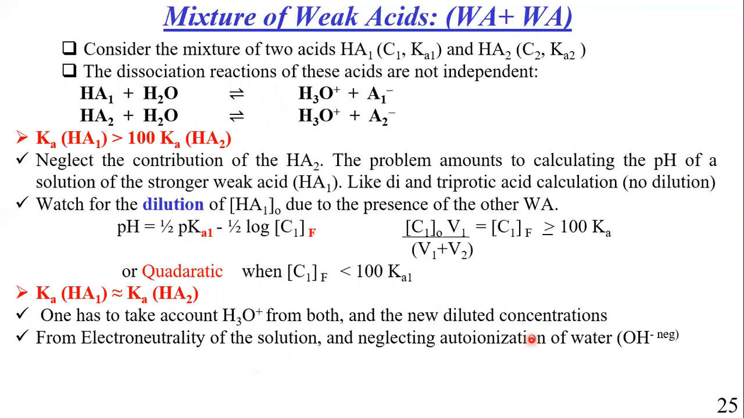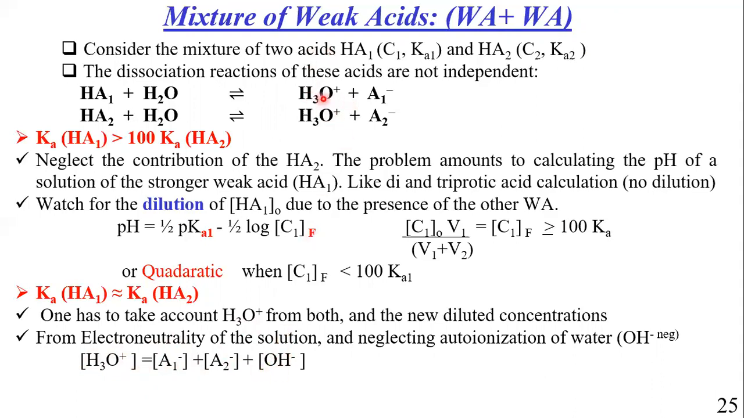In order to get an equation for this, we actually have to look at the electroneutrality of the solution. That's the easiest way to get this type of calculation of a pH. We consider that the autoionization of water is negligible, thus my OH- in solution is also considered negligible in the electroneutrality expression. Let's look at the electroneutrality expression, which is right here. Again, electroneutrality, positives on one side, negatives on the other.